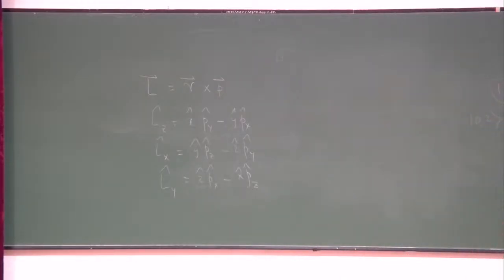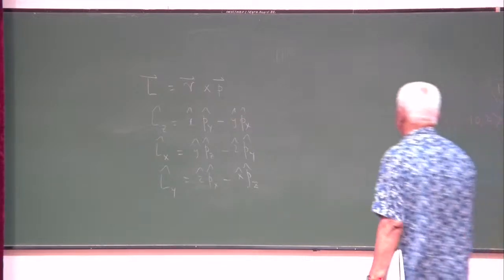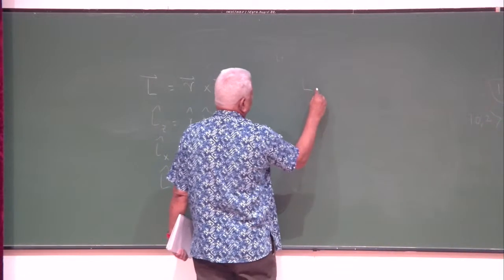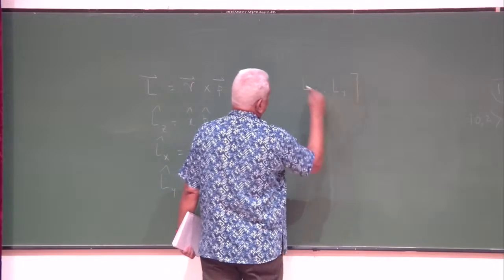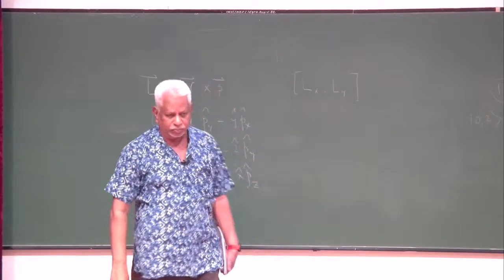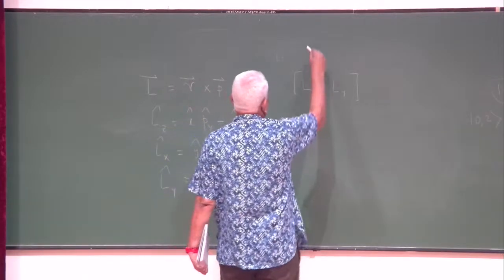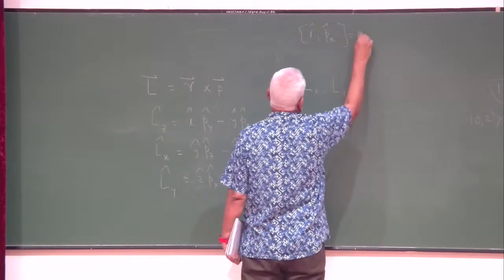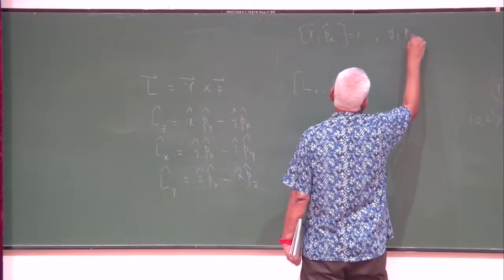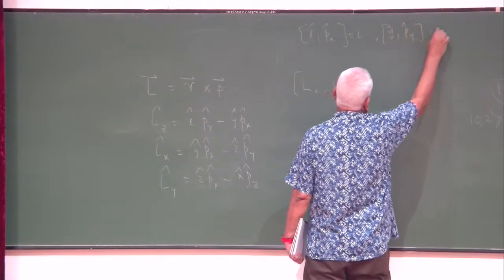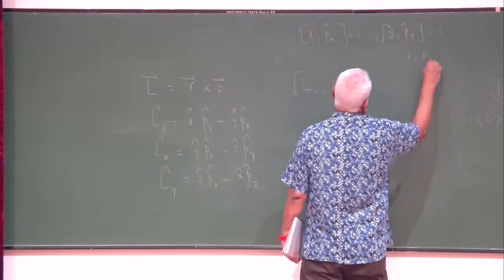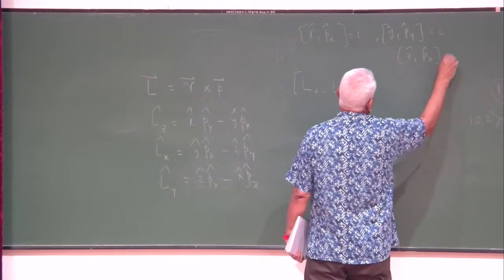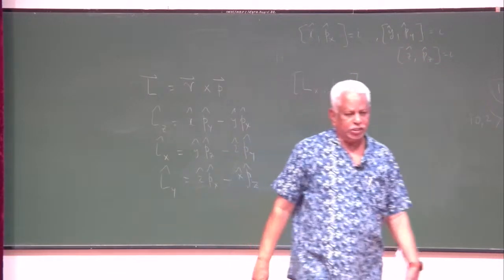So take it as an exercise, which probably you have done earlier. Find out what the commutator of Lx and Ly is. Now I have given these as operators, right? You know the relation: the commutator of x and px is i, y and py is also i, z and pz is also i. The rest of the combinations are 0, right?